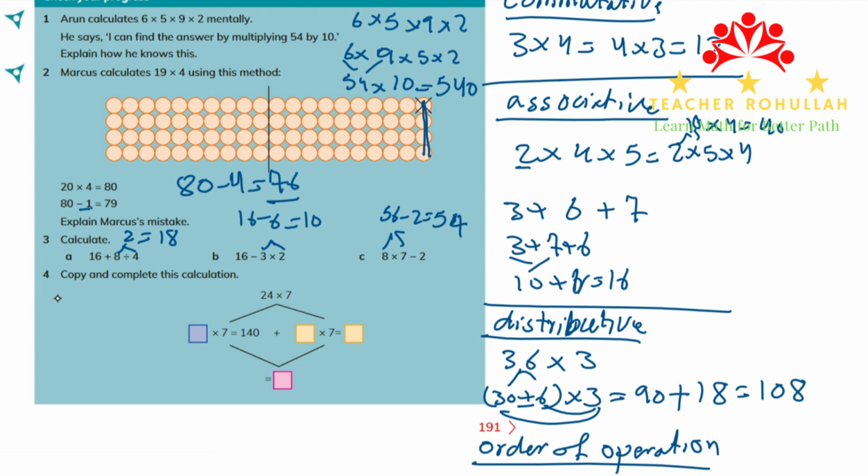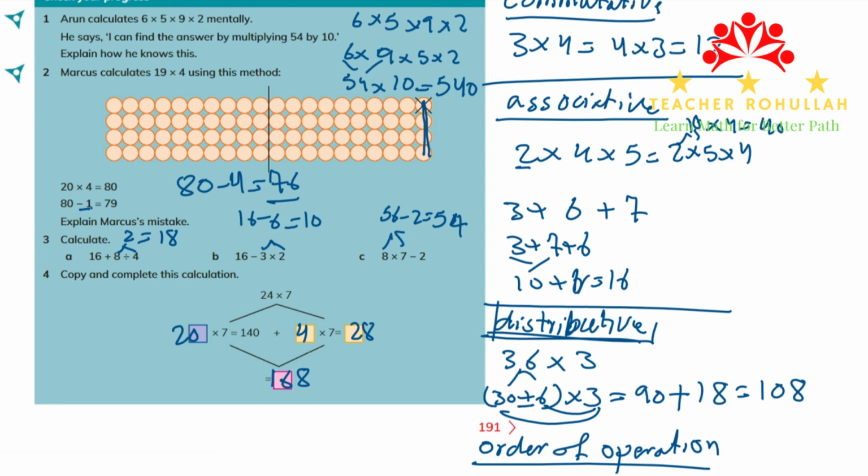So in question 4, it says copy and complete this calculation. To solve this problem, the book has used the distributive law. So according to the distributive law, the bigger number should be broken into 2 or 3 numbers. They have broken it into 2 numbers. They have made 20 and 4. 20 times 7 is 140, and 4 times 7 is 28. 140 plus 28 will be equal to 168.